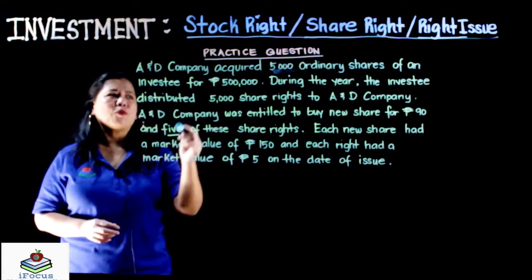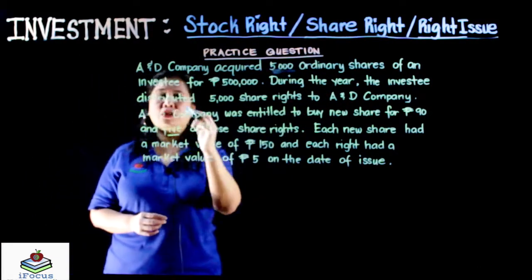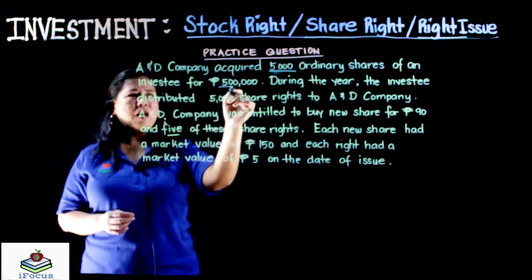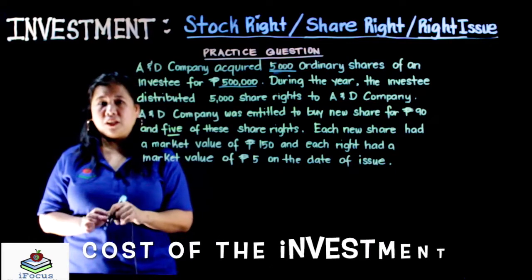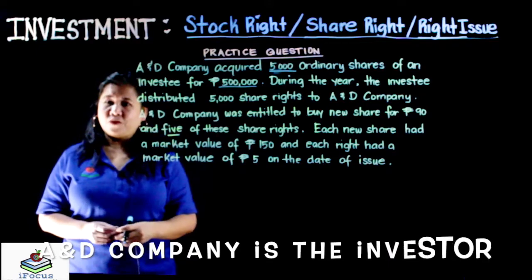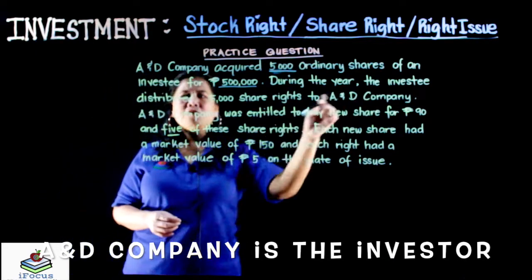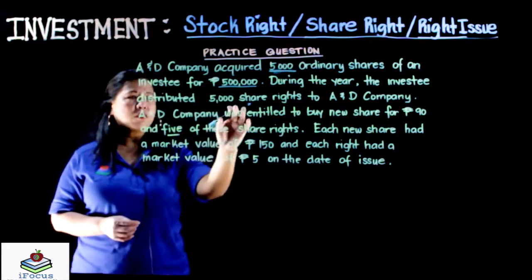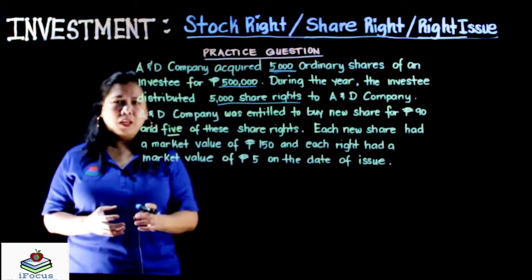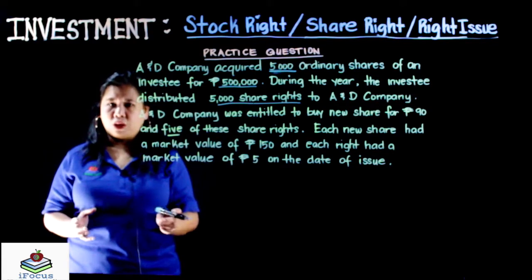A&D Company acquired 5,000 ordinary shares of an investee for 500,000. Ang 500,000, yan ang cost ng investment ni A&D Company. Si A&D Company ang ating investor. During the year, the investee distributed 5,000 share rights to A&D Company. So, tumanggap si A&D Company ng 5,000 share rights.